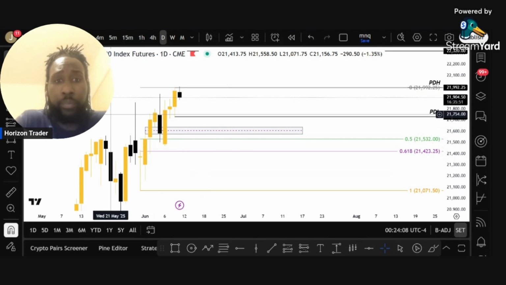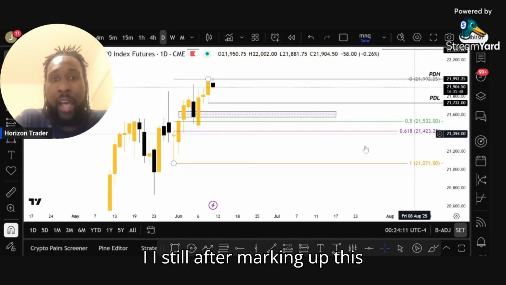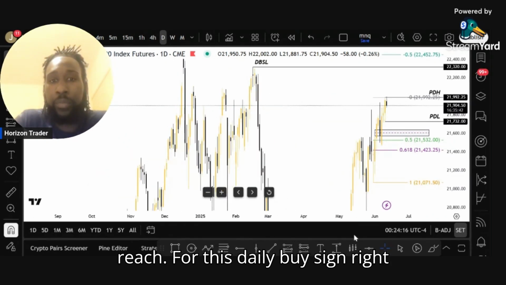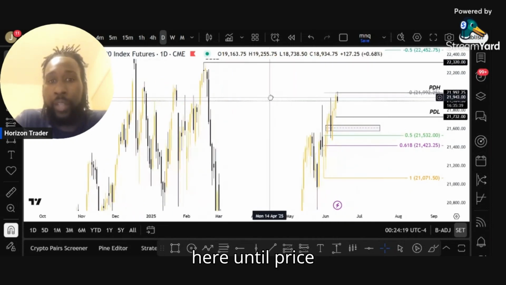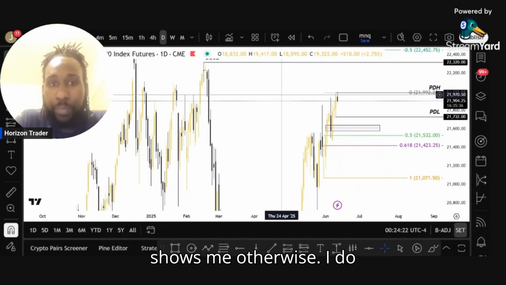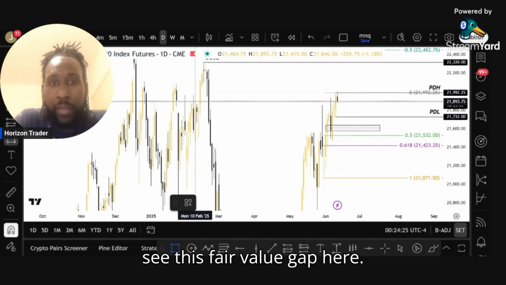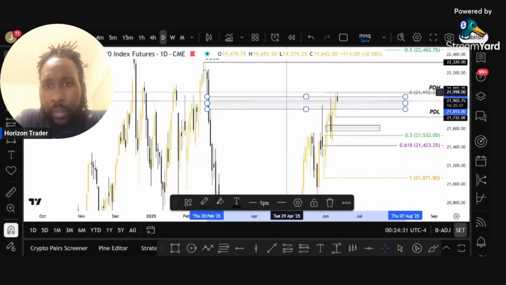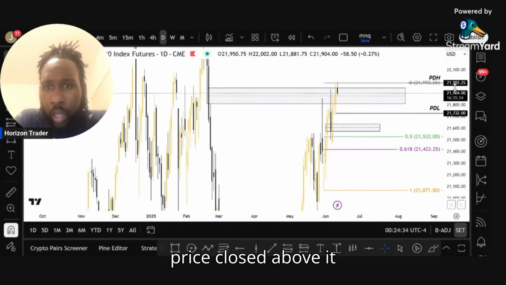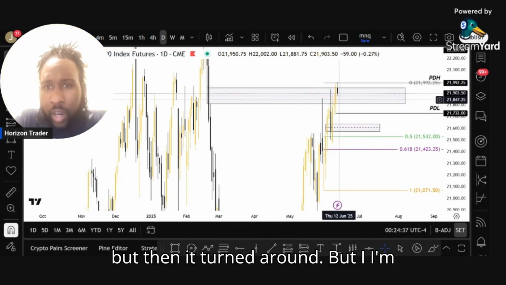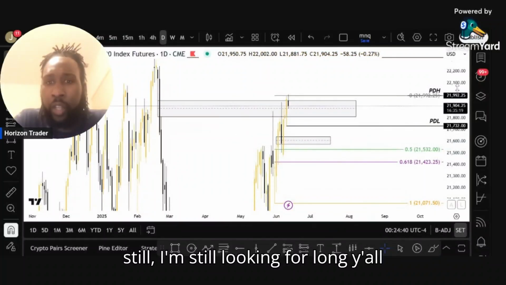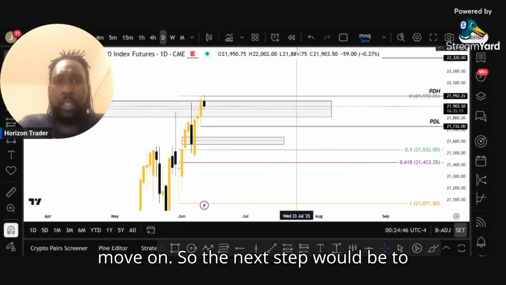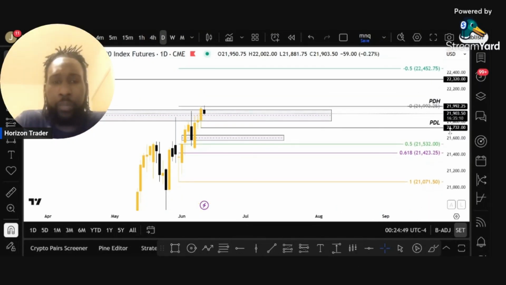So after marking up this chart, I will be going for longs to reach for this daily buy side right here until price shows me otherwise. I do see this fair value gap here. Actually, price closed above it, but then it turned around. But I'm still looking for longs, y'all, for this example here. So let's move on. The next step would be to move down to our 4 hour and make sure we still have alignment.